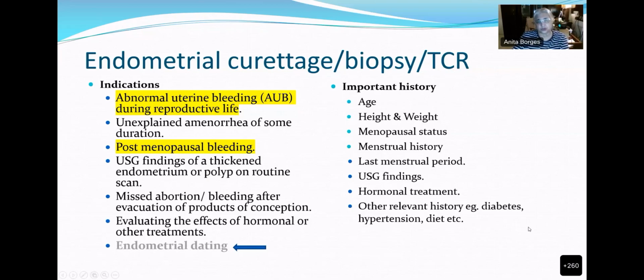And the important history that you must have, and very few gynecologists give you this history. They give you the age, yes, but they don't give you the height and weight from which you can calculate the BMI. You must know the menstrual status. You must know the menstrual history. When was the last menstrual period? And of course, the USG findings, any hormonal treatment, and other relevant history like diabetes, hypertension, and diet.